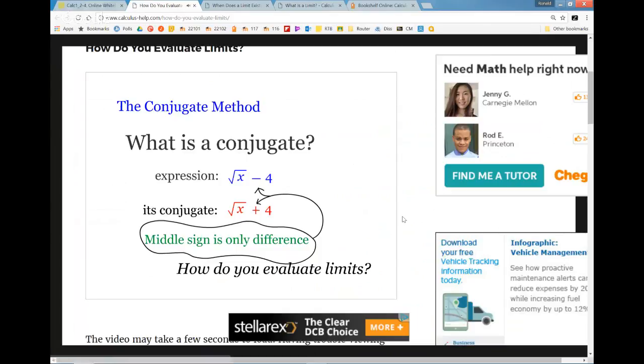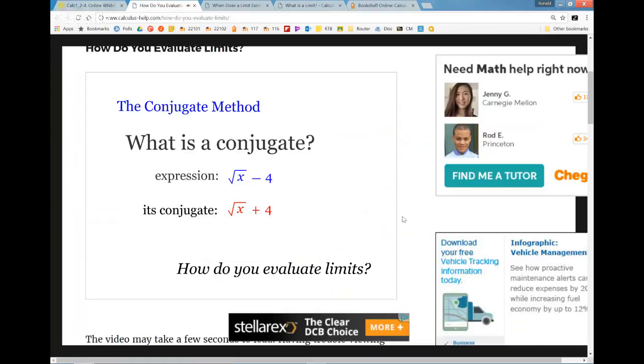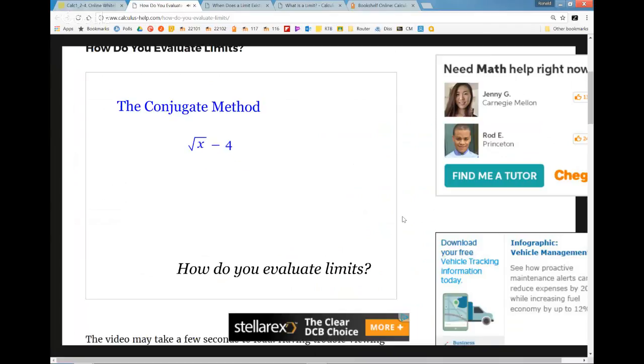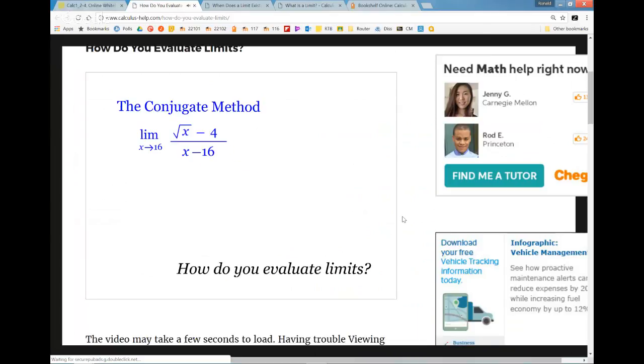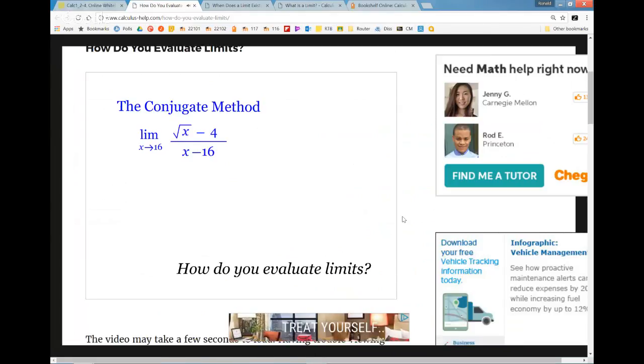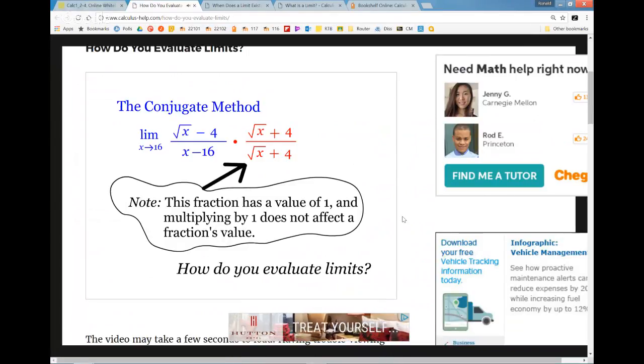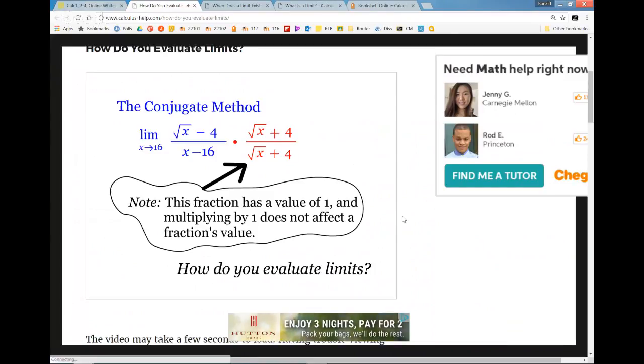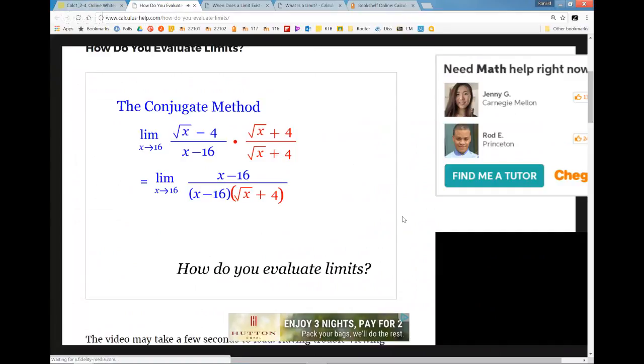Now, what if you see an expression like this in a limit problem? For example, this limit problem. The limit as x approaches 16 of the fraction, the square root of x minus 4 divided by the quantity x minus 16. Well, what we'll do is multiply the top and the bottom of the fraction by the conjugate of the radical expression, which, as we said, was the square root of x plus 4.